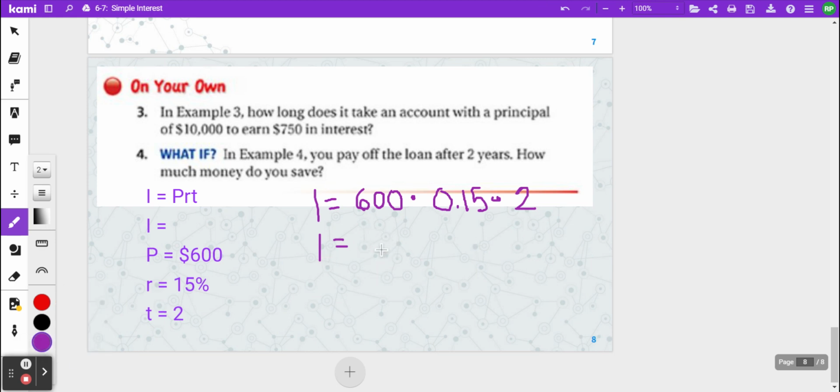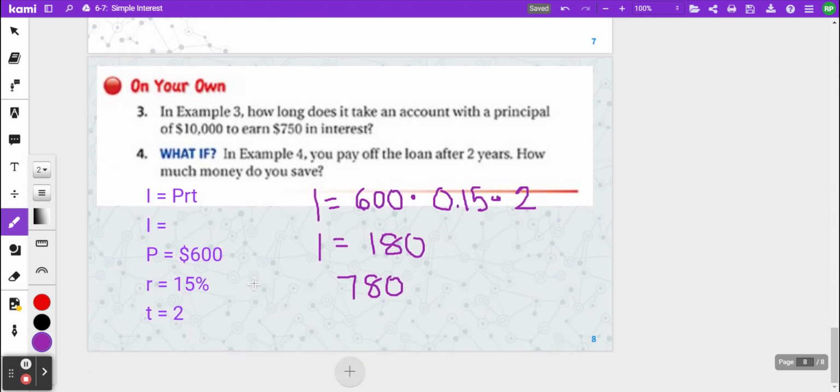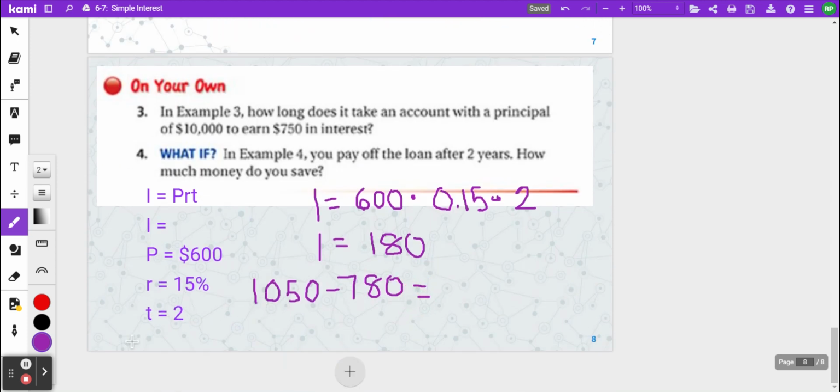Now the amount of interest that we have to pay on this loan is $180. The total cost of the loan is the principal, 600, plus the amount of interest that has accrued. So I know that that's $780. Initially, we had to pay $1,050 for this loan. So to see how much money we save, we're going to subtract this amount, 780, from what it was after paying it back over 5 years instead of 2. 1,050 minus 780. And the difference now is $270, so that would be a savings of $270.